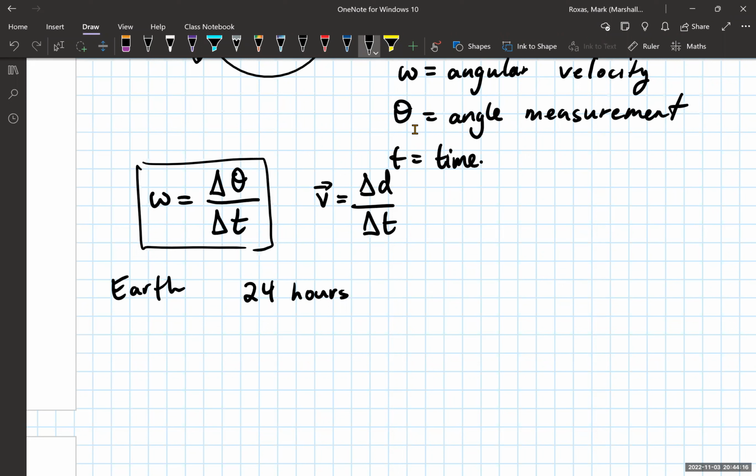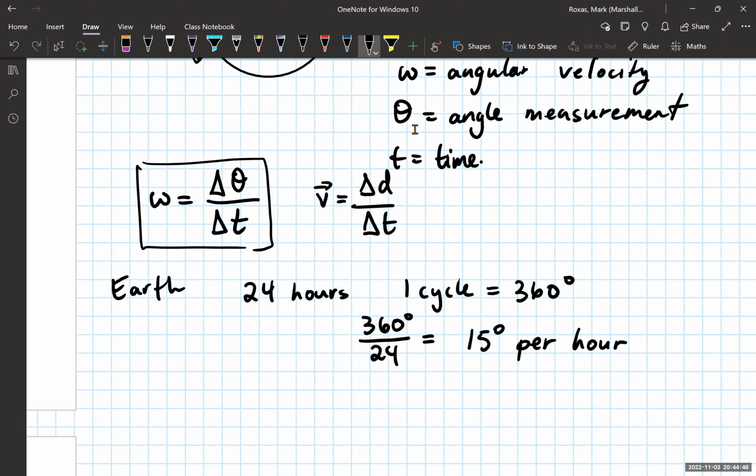And then the change in the angle: how long is one cycle of the rotation of the Earth? Think of rotating in a circle. One cycle equals 360 degrees. So if one rotation of the Earth is 360 degrees divided by a 24-hour period, we get an angular velocity of 15 degrees per hour. That's really what angular velocity is. The Earth rotates 15 degrees every hour.